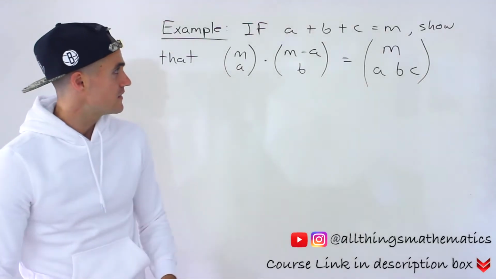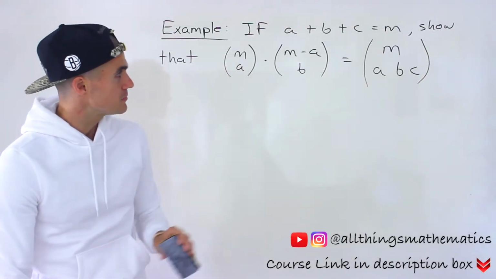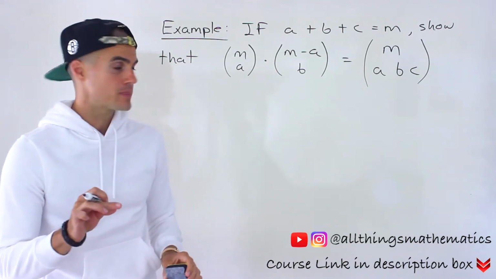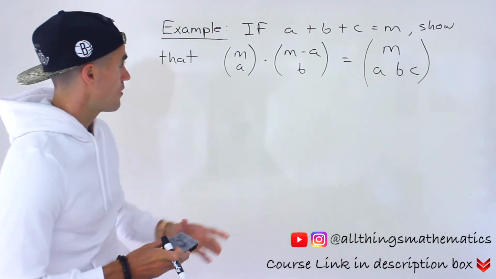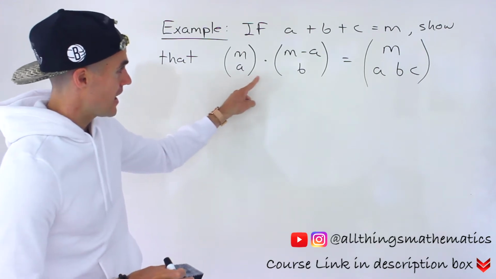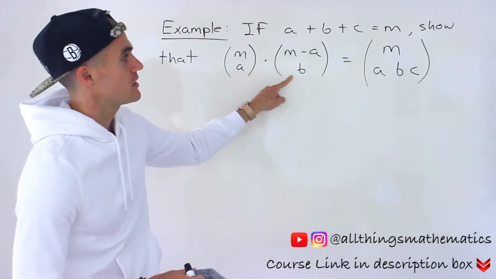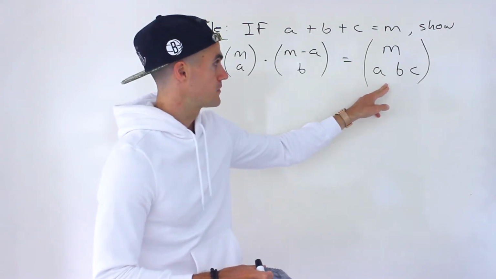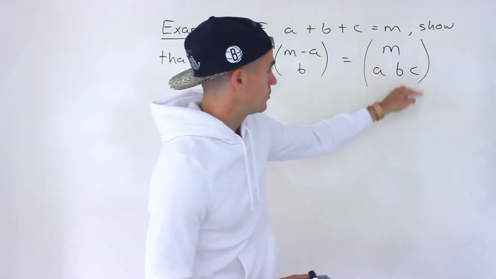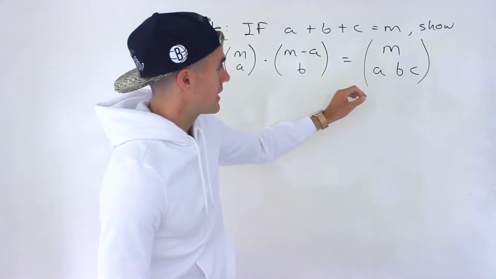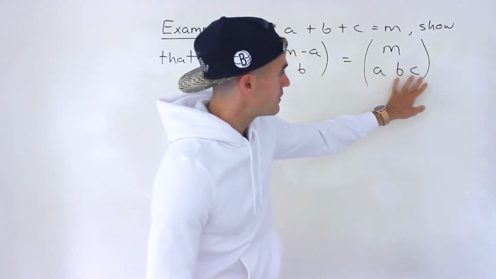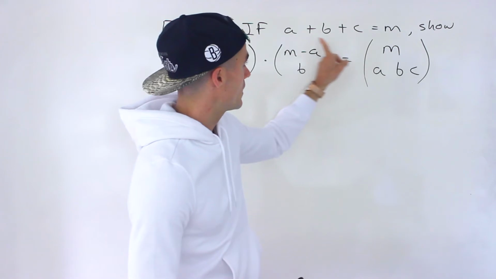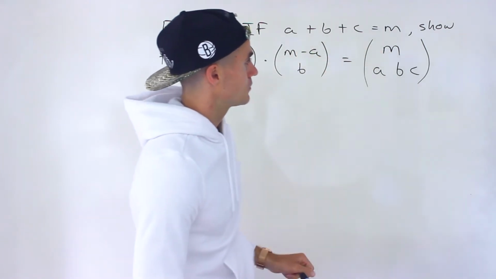Patrick here, and in this video we're told if a plus b plus c is equal to m, we have to show that m choose a times m minus a choose b is equal to this multinomial coefficient. And notice that this is a multinomial coefficient because it satisfies the format where these have to add up to this, right? A plus b plus c is equal to m.